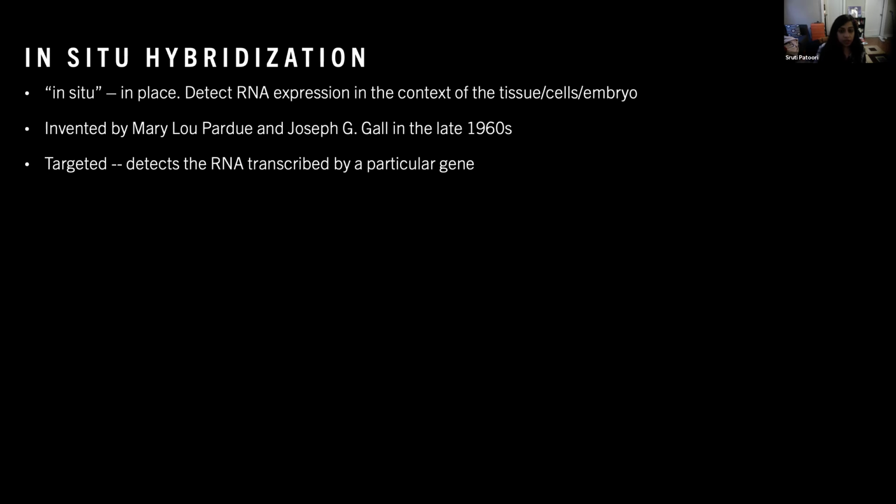So in situ hybridization is one of the very classical techniques and is still widely used. In situ meaning in place, and that is because you're looking for RNA expression in the context of the animal or in the context of the tissue itself, the embryo, whatever, the cells. It was invented in the late 1960s by Dr. Mary Lou Pardue when she was a graduate student at Yale. One of the reasons that this is such a popular technique is that it's very targeted. So we're looking for the RNA transcribed by a particular gene and where we're going to find it.